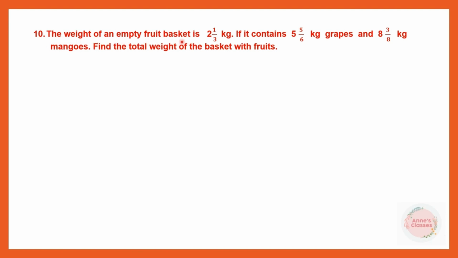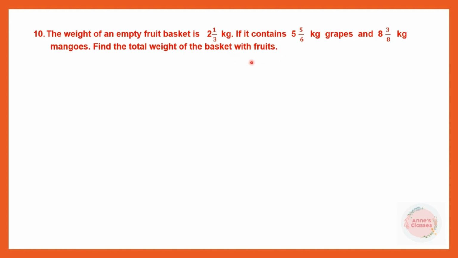So they're talking about a fruit basket which is empty, it doesn't have any fruits, and that weight is 1 by 3 kgs. Now if it contains so many kgs of grapes and so much of mangoes, we need to find the total weight of the basket with fruits. So first we have an empty fruit basket, then the basket is filled with fruits. So now we have to find the total weight of the basket with fruits. So this is a word problem.